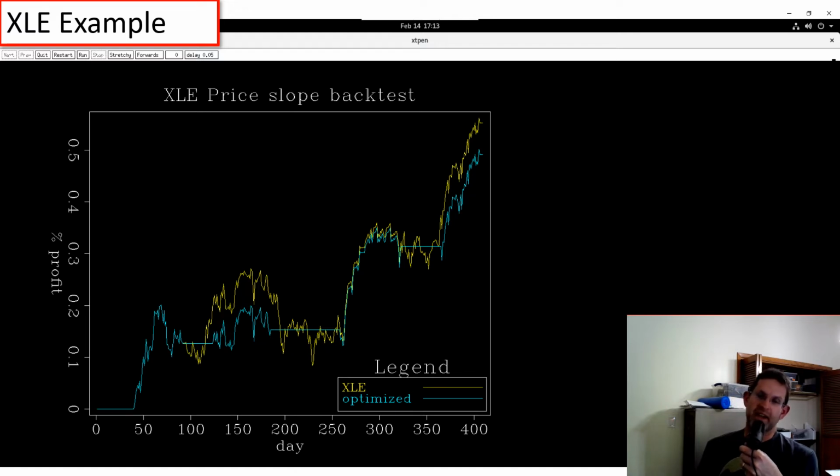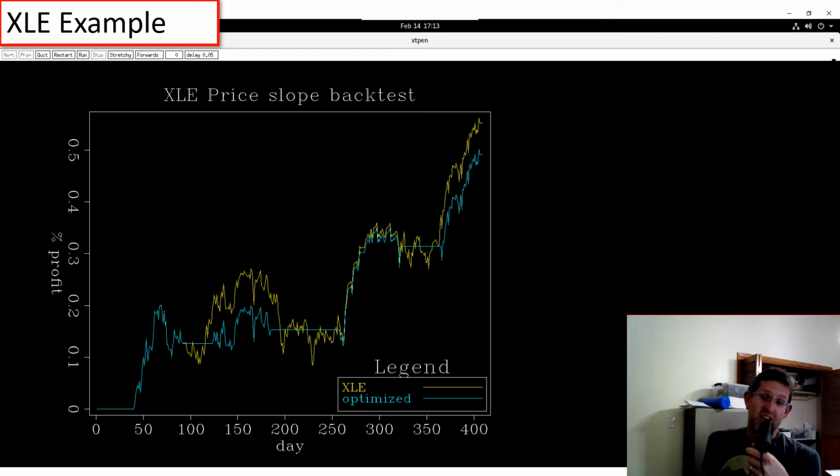All right, so here's the backtest result for XLE. The yellow curve is the stock price, and the blue curve is the backtested result, again using this 40-day window. Whenever the 40-day window slope is below 0, I'm out of the market. Whenever it's above 0, I'm in the market. So you can see the blue curve marches along with the stock price, and then it goes flat. That means we're out of the market.